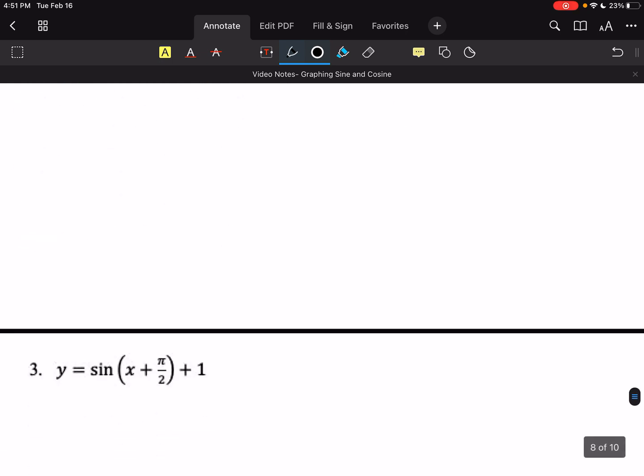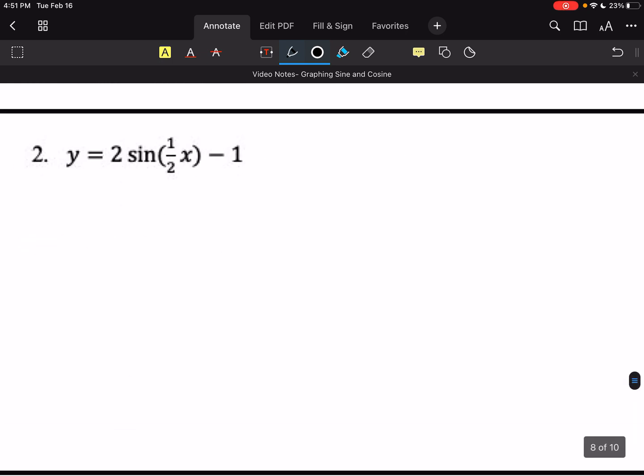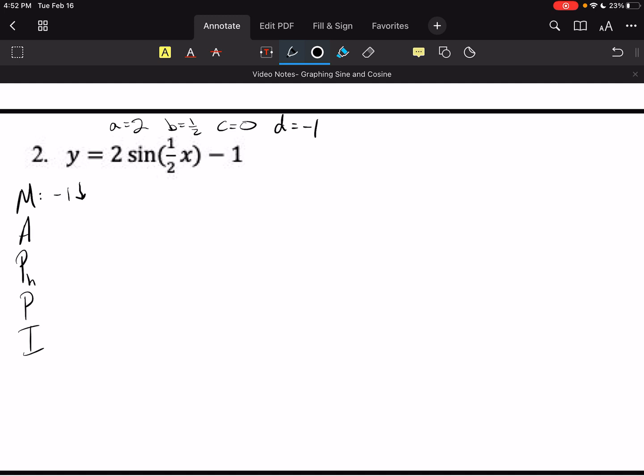So let's look at a little bit more challenging problem. So again, the acronym, M-A-P with a little h, P-I. A is 2, B is 1/2, C is nothing, D is -1. So my midline, or my vertical shift, -1, so it's going down. Amplitude is 2. No phase shift again, because C is 0.